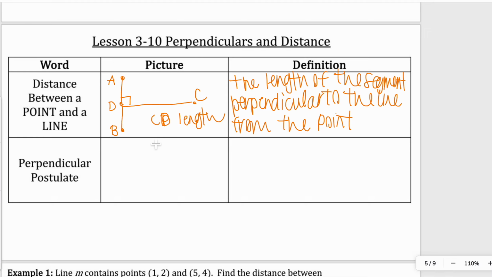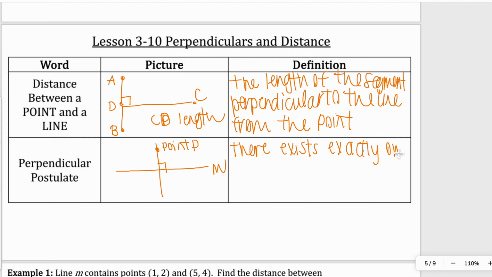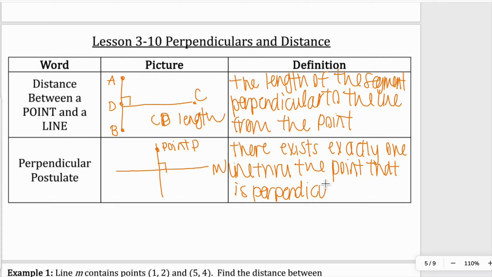And the perpendicular postulate just states there exists exactly one line through the point that is perpendicular to the given line.